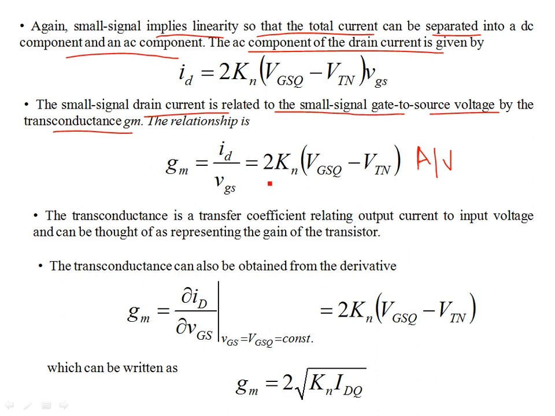Okay, and that is given by twice Kn (VGSQ minus VTN). Note that this transconductance gain not only depends on VGS, but it also depends on the MOSFET conduction parameter. It means that it depends on the width to length ratio of the channel. It also depends on the geometry of the MOSFET.